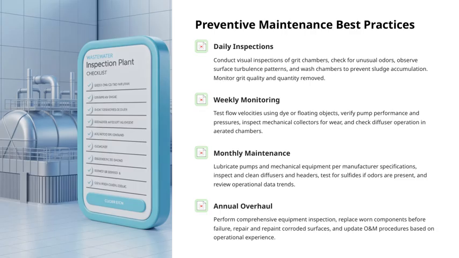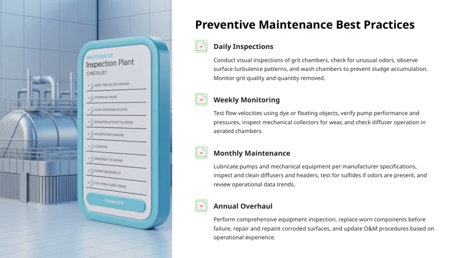Monthly maintenance takes a deeper dive. Lubricating pumps and mechanical parts according to the manufacturer's specifications helps prevent unexpected breakdowns. We should also inspect and clean diffusers and headers to keep airflow consistent. If we're noticing any odors, testing for sulfides is a good idea, as they can indicate issues with our treatment process. Finally, reviewing operational data trends allows us to spot patterns and plan better for future maintenance.